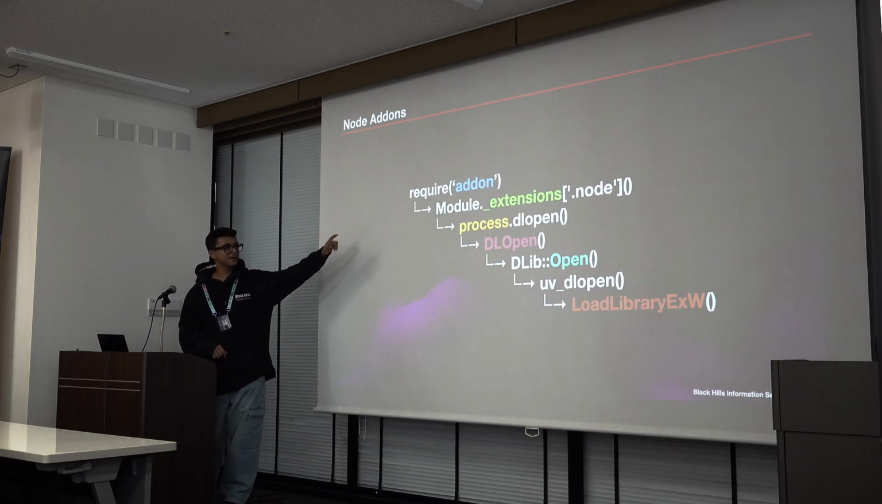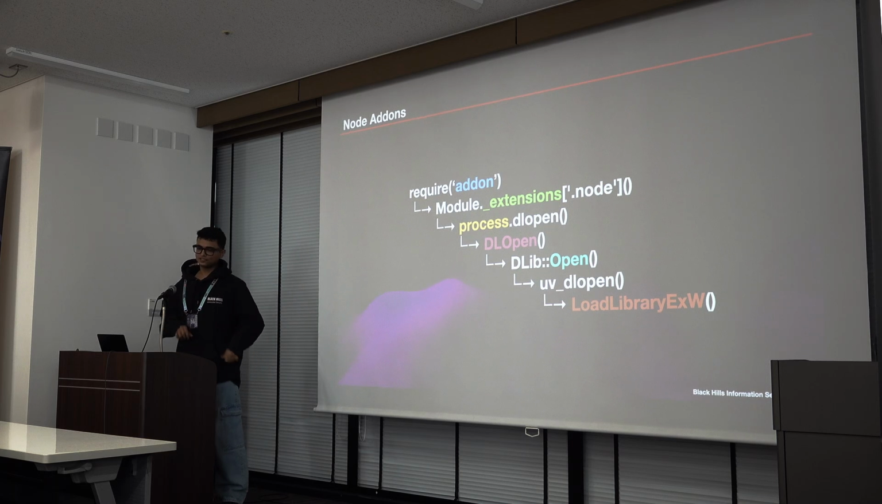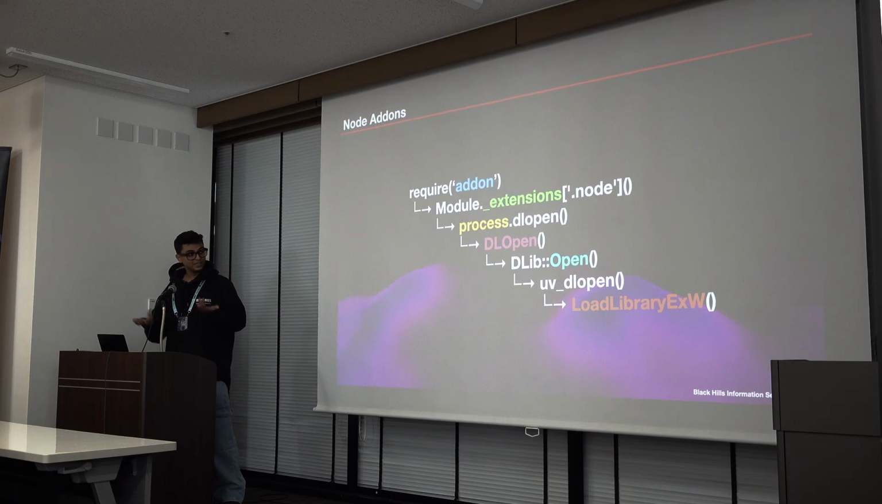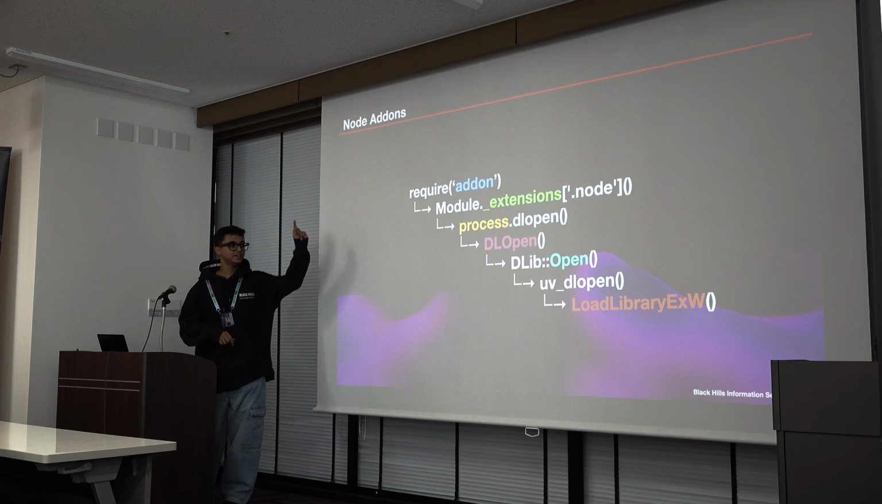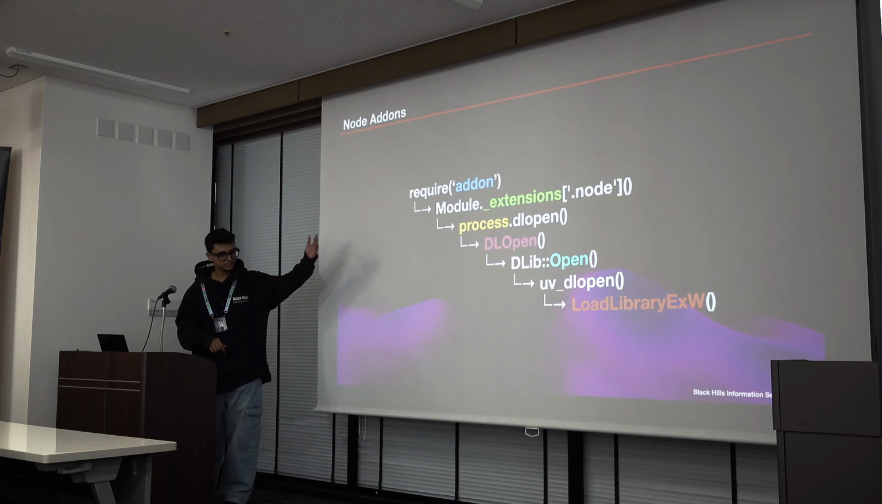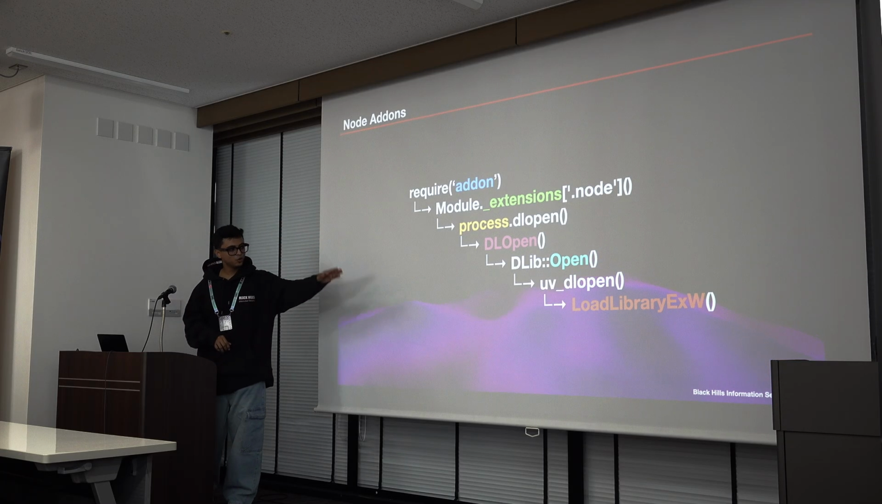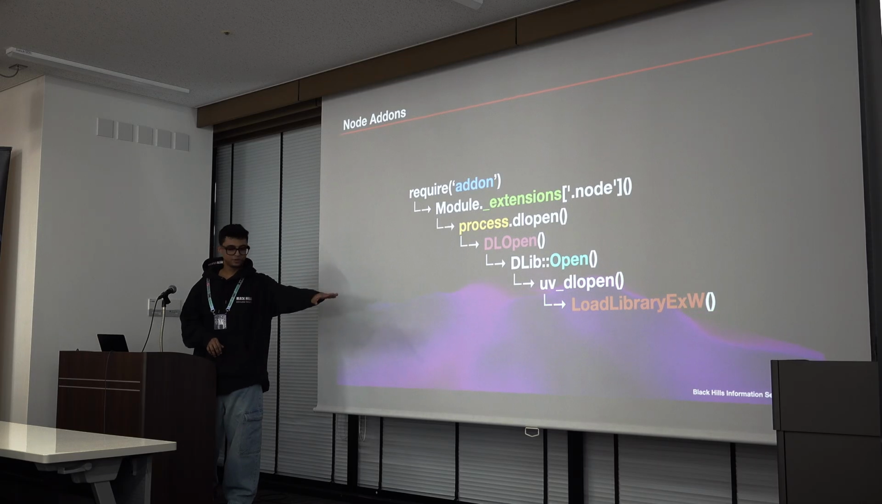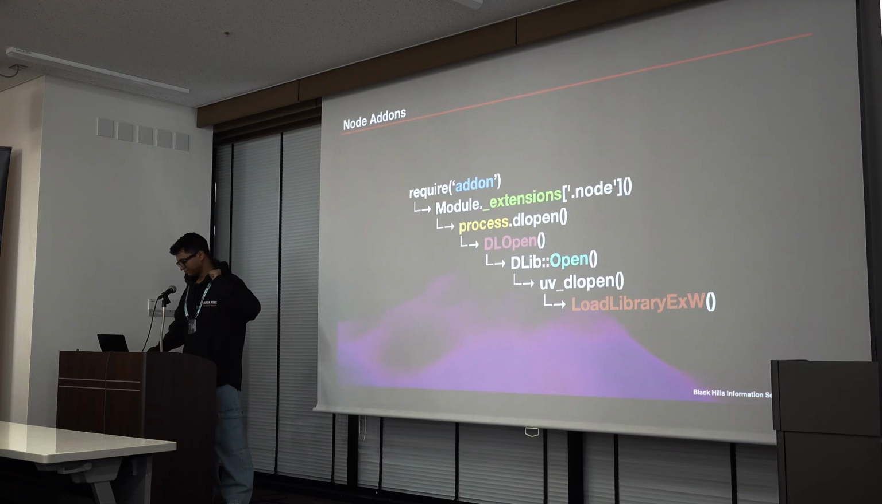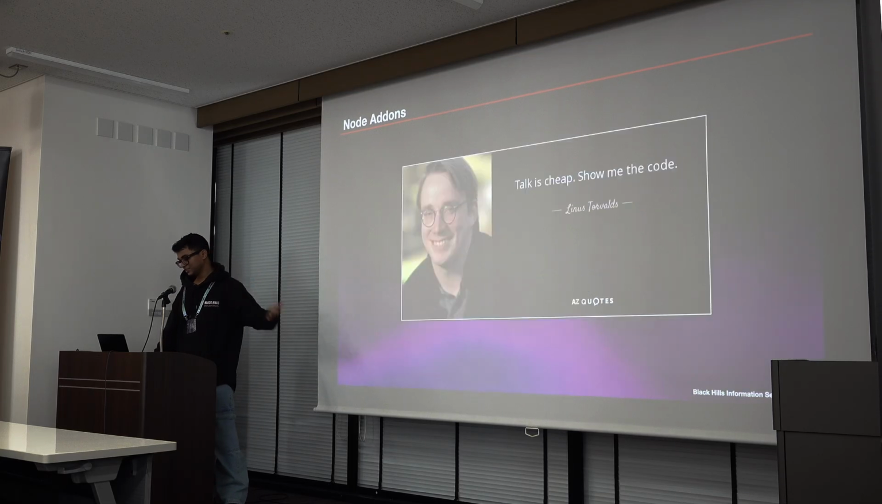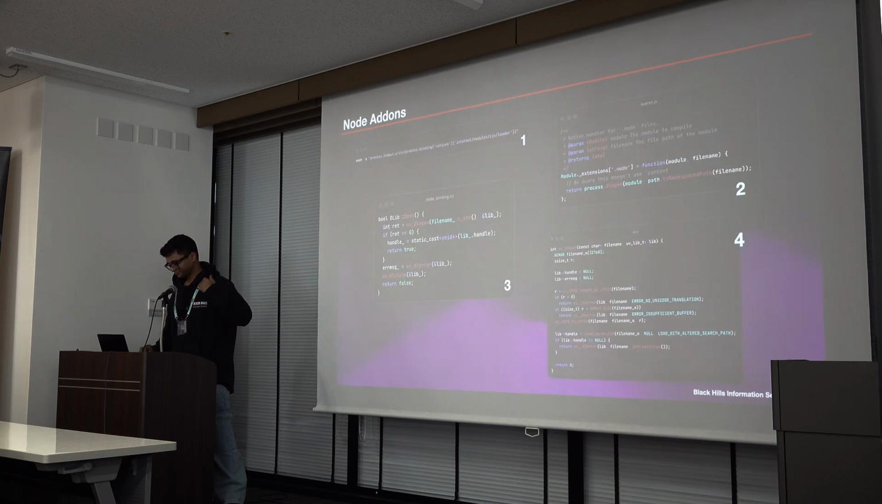So when you require an add-on, Node.js has different cases for the require statement. It checks that, okay, the module is an extension, it's an add-on, so we need to call process.dlopen. dlopen then calls a bunch of functions till it reaches uv_dlopen, and finally loads the add-on into your process using LoadLibraryExW. As Linus Torvalds always says, talk is cheap. Let's go to the code.